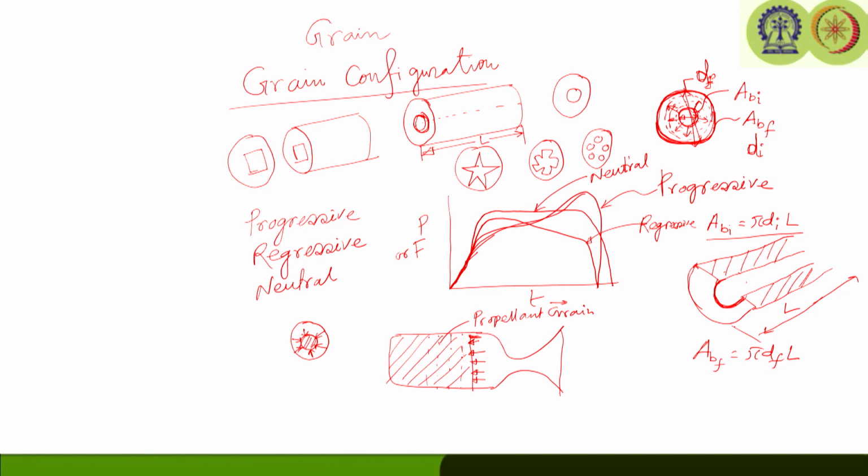So, this type of profile we can get a neutral burning profile, or we can say in consequence that pressure and thrust will not change with time. So, it will have a constant pressure or constant thrust profile over time. So, this type of end burning configuration will give the neutral burning profile, but a combination of two different grain configurations can also give this.